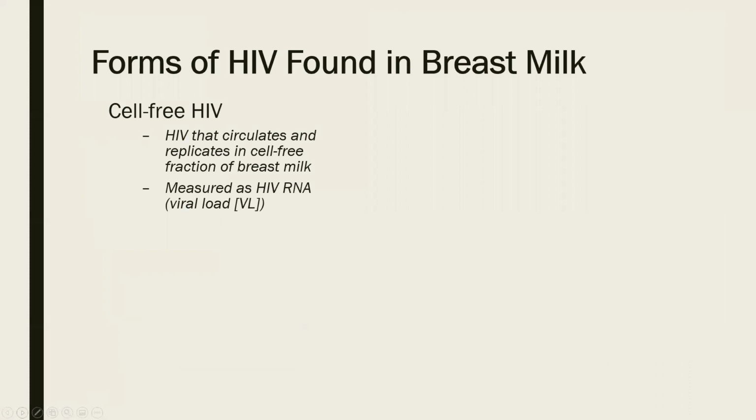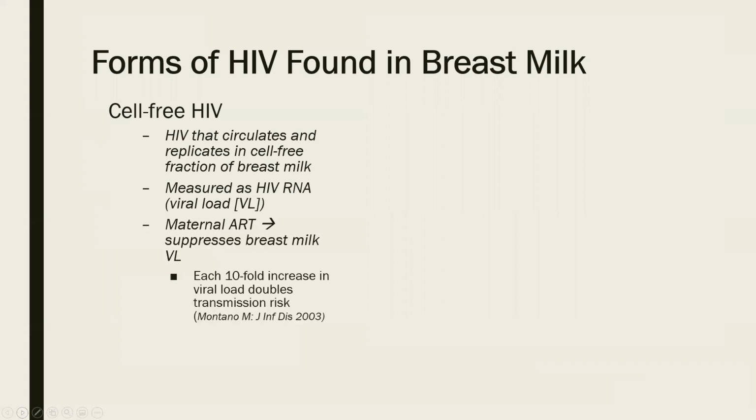Another piece of information we like to tell mothers about is, well, how is HIV found in the breast milk? So one type of HIV is called cell-free HIV, and that HIV circulates and replicates in a cell-free fraction of the breast milk. You can actually measure this HIV when you do your HIV viral loads in the blood. And for that, we know that maternal 3-drug ART really suppresses breast milk viral load.